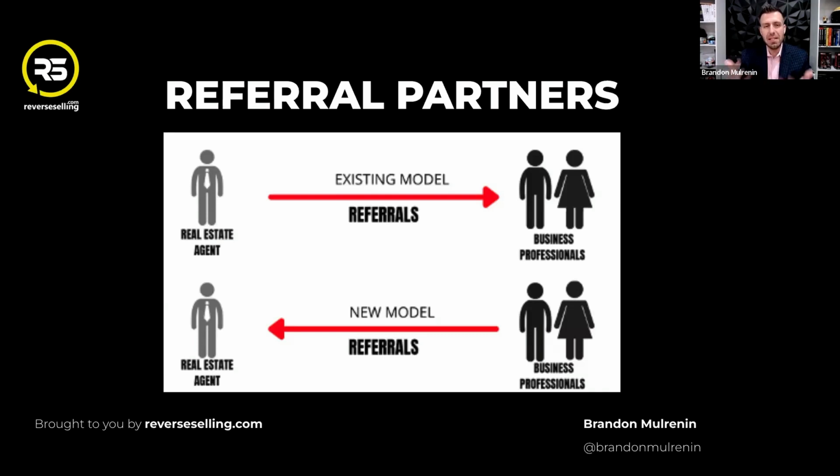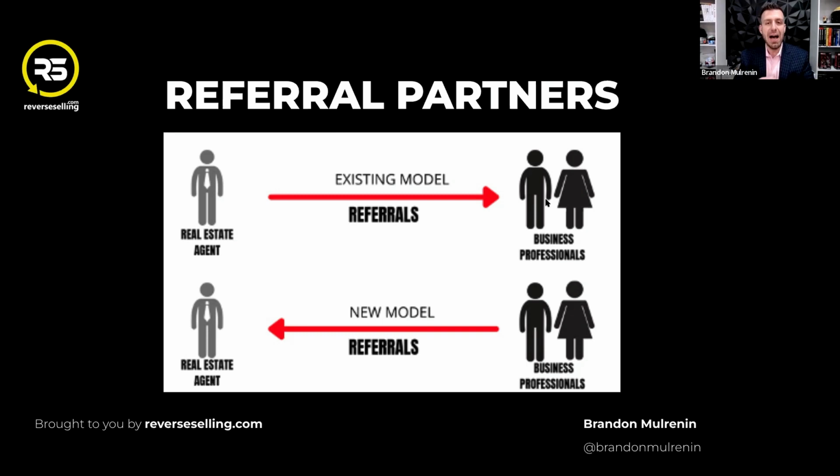It doesn't matter how long you guys have been in the business, whether you've been in the business for a year or 25 years, this is going to ring true. The existing model right now kind of goes one way. You've got the real estate agent who gives referrals to other business professionals.